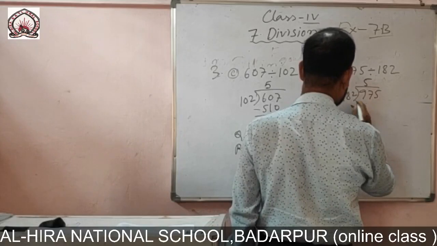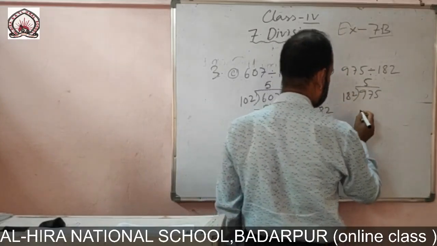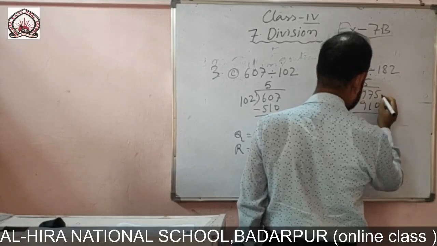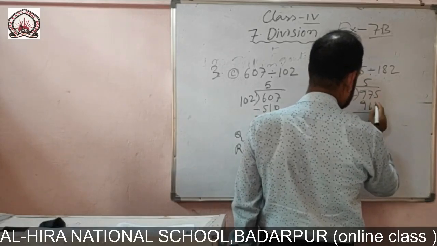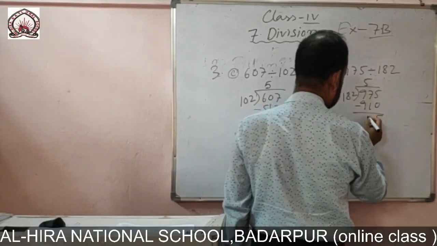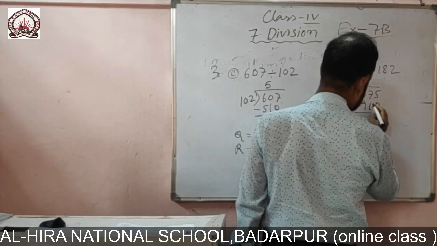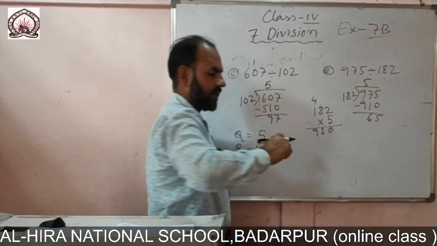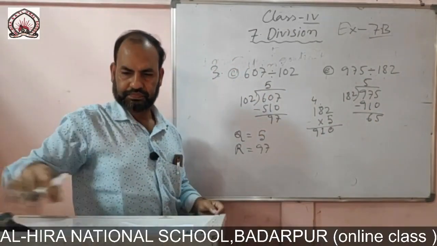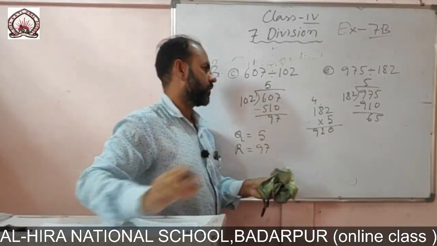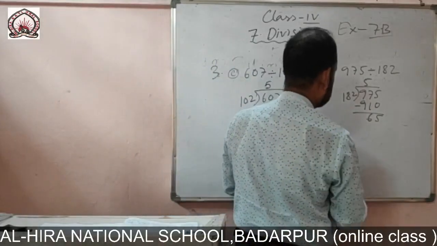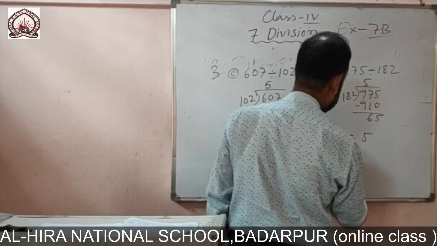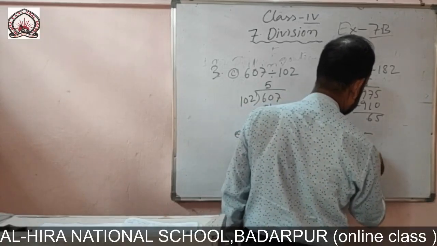So 182 times 5 is 910. There remain 5. 7 minus 1 is equal to 6. So remainder is 65. Quotient Q equal to 5, remainder equal to 65.